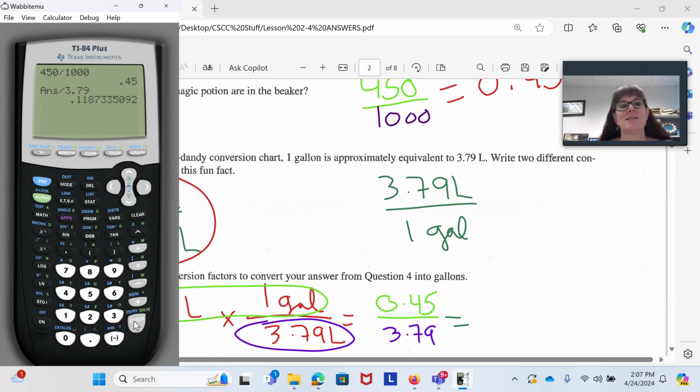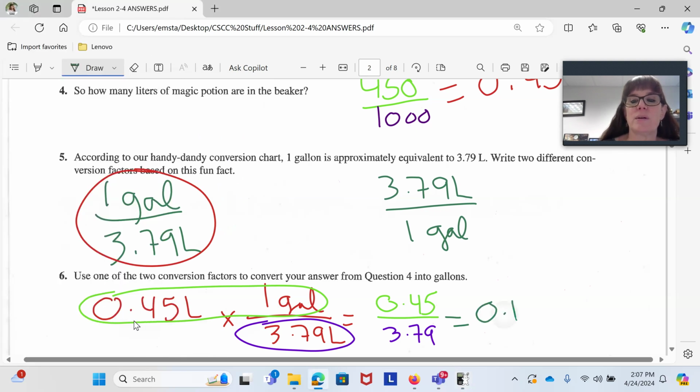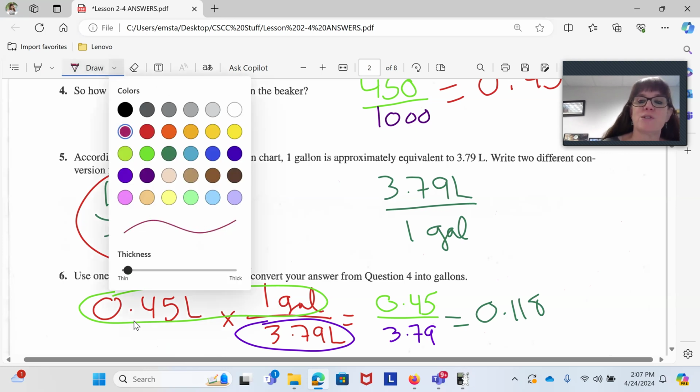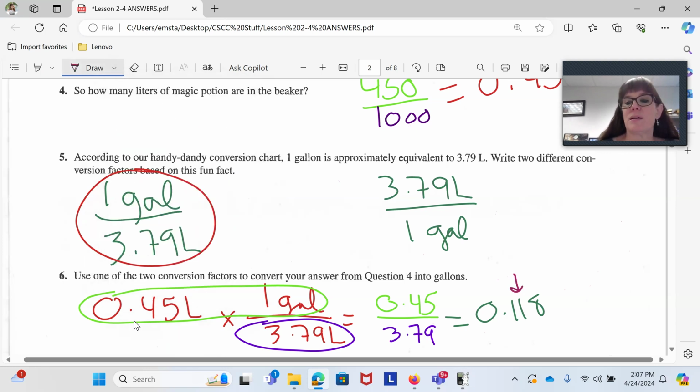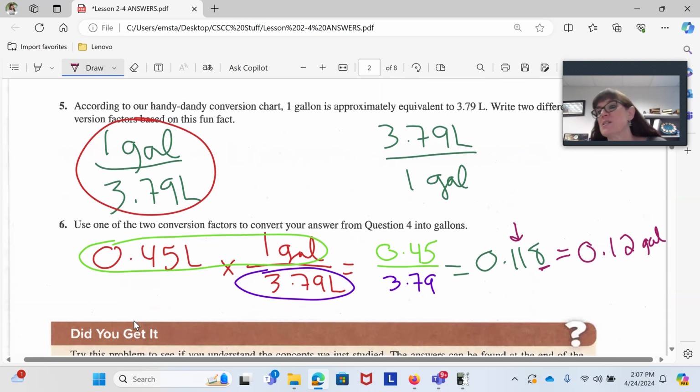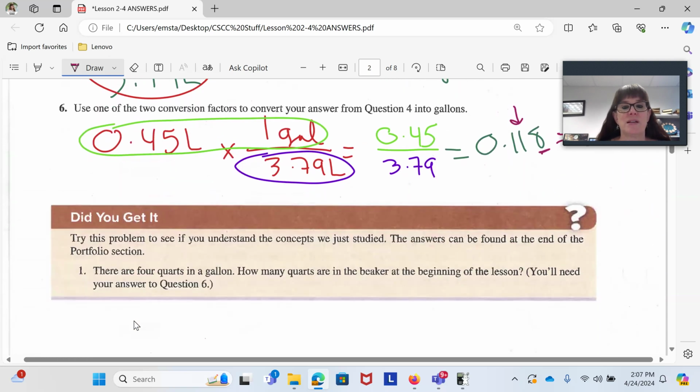And I get this, and they do ask me to round to the nearest hundredth place. So 0.118, let's write that down so we can show you how to round. They want me to round to the hundredths place, which is two numbers after the decimal point. That's where they want me to round to. The 8 is going to tell the 1 what to do. Well, since the 8 is 5 or bigger, it's going to tell the 1 to bump up. So I have 0.12 gallons. That's number 6.